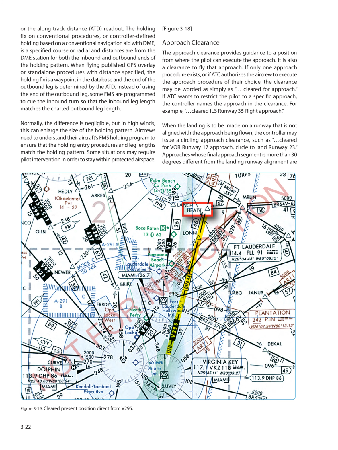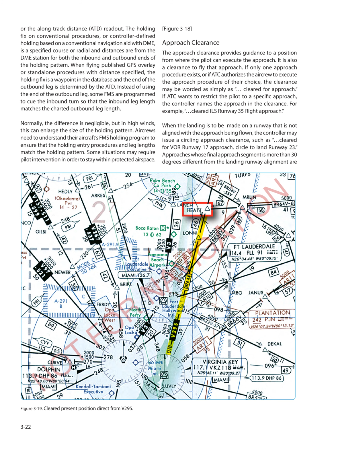Instead of using the end of the outbound leg, some FMS are programmed to cue the inbound turn so that the inbound leg length matches the charted outbound leg length. Normally, the difference is negligible, but in high winds this can enlarge the size of the holding pattern. Aircrews need to understand their aircraft's FMS holding program to ensure that the holding entry procedures and leg lengths match the holding pattern. Some situations may require pilot intervention in order to stay within protected airspace.